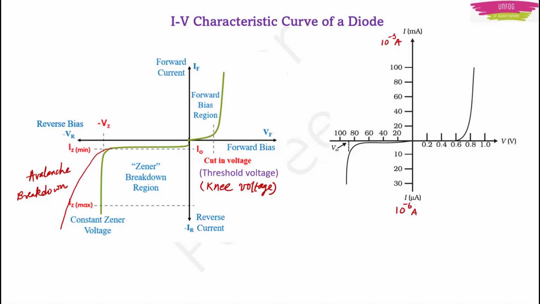So this was all about the PN junction diode. Now let's see the expected questions.